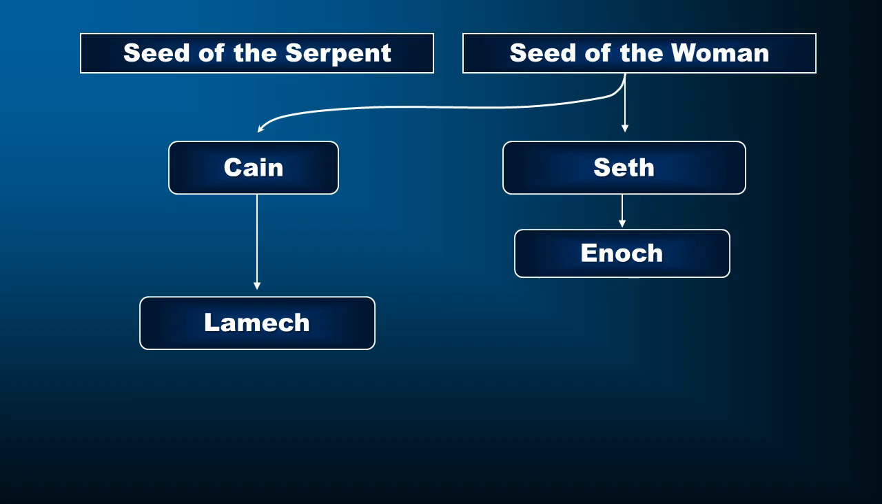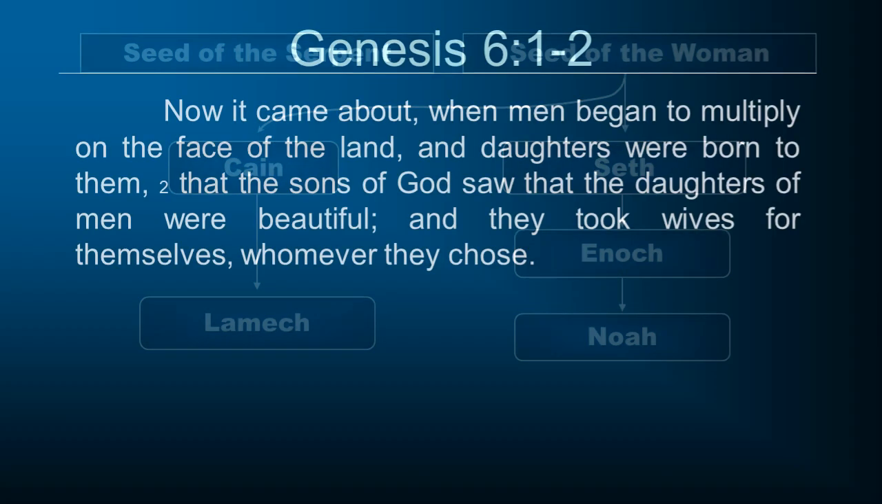But the genealogy continues because he's already had sons and daughters. And so the genealogy is going to go from Enoch down to Noah, and then our story will pick up. But we can't go any further in that direction right now. Instead, I want to look at Genesis chapter 6.